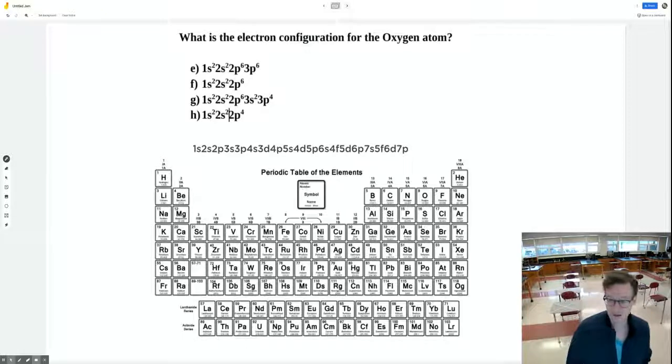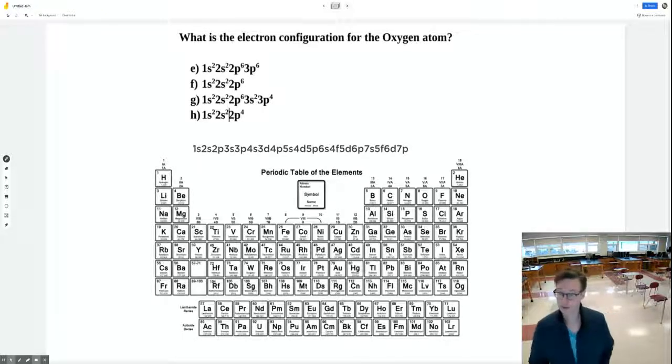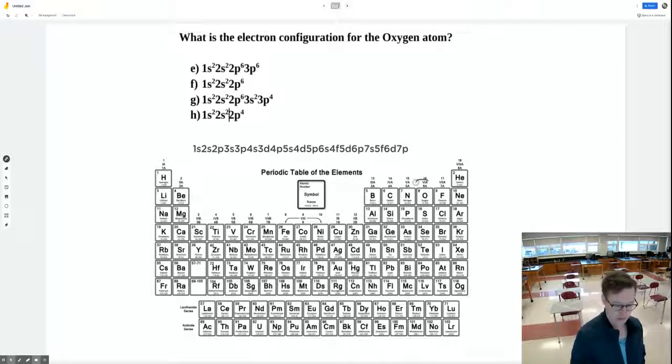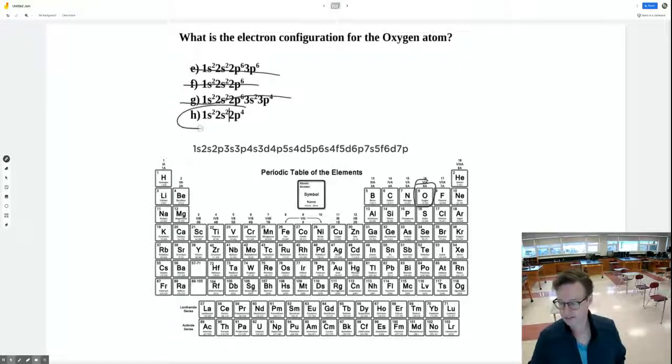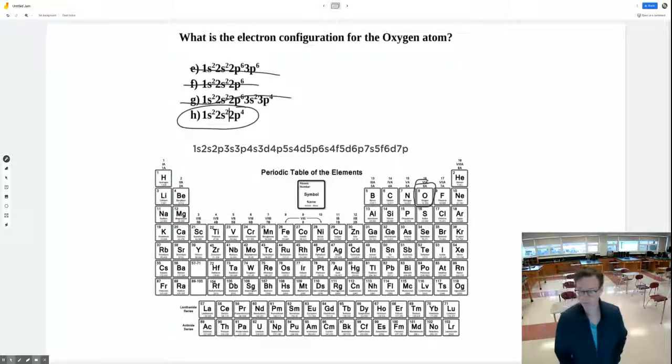Which of these is the electron configuration for oxygen? Well, we saw the orbital diagram, and we know that oxygen has 8 electrons. So that's the first thing, is which one of these has 8 electrons? Well, really the only one here, that's 16, that's 10, this is more than that. The only one that has 8 electrons is this one here.